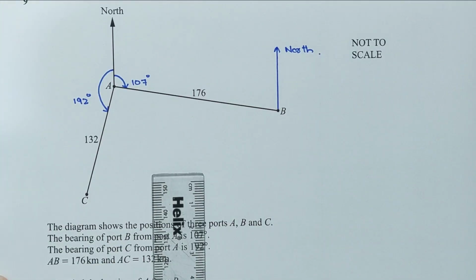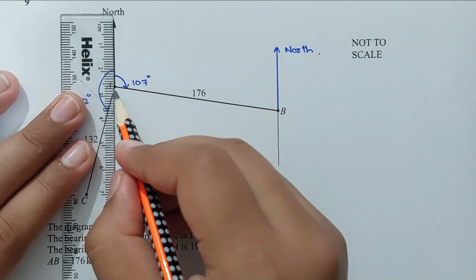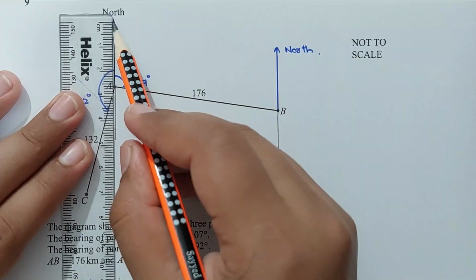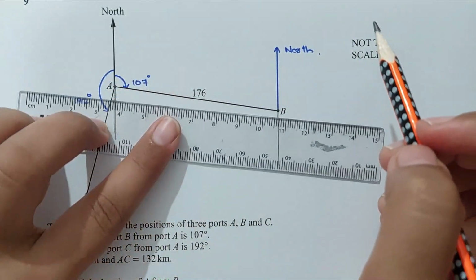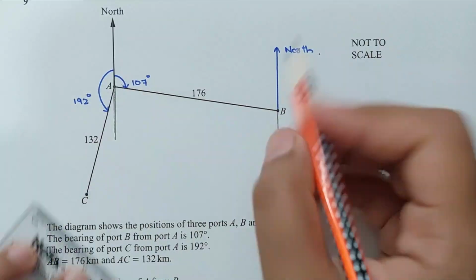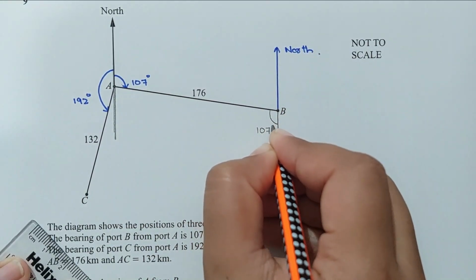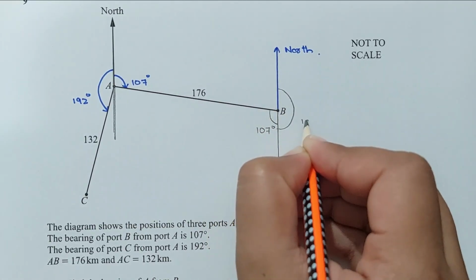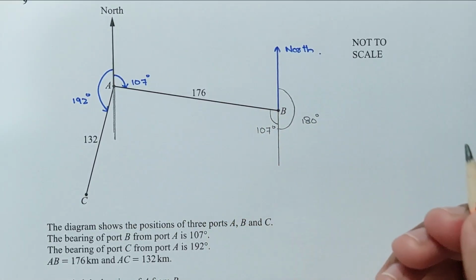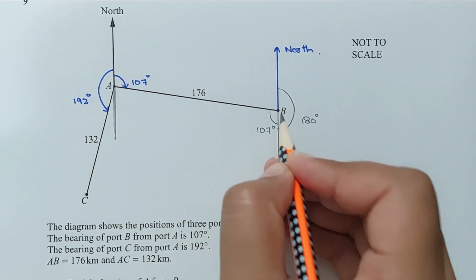So if I extend this line and extend this line, as you can see, these are the two parallel lines. These two lines are parallel, and they are connected by one line. So this angle and this angle are alternate angles and they have the same value, 107. And on the straight line, this angle is 180 degrees, right?